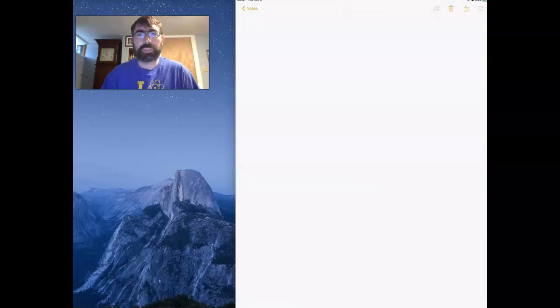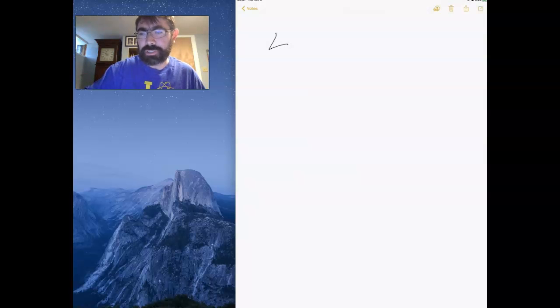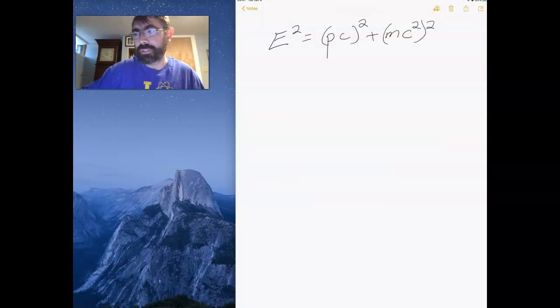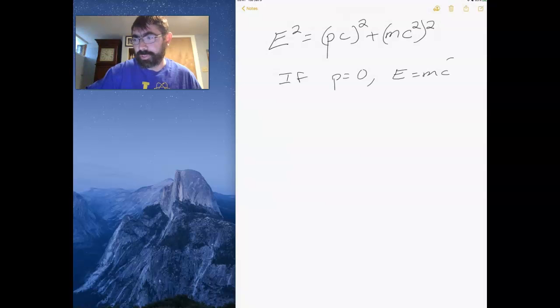In the previous lecture, we worked out the kinematics for special relativity. Essentially, we came up with the equation that the total energy squared of our system is equal to the momentum times the speed of light squared plus the rest mass times the speed of light squared quantity squared. Where if there is no momentum, the object is at rest, then what we get is the very familiar E is equal to mc squared, basically the rest energy.